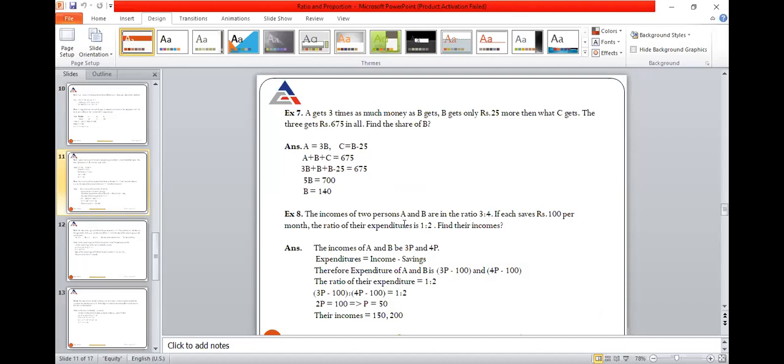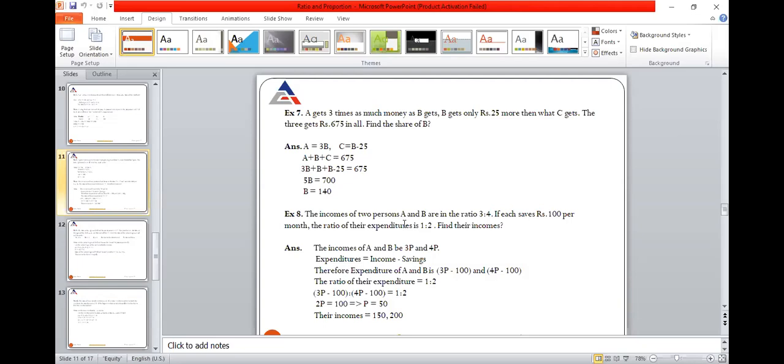First of all, write the given conditions in the form of equations. A gets 3 times as much money as B gets. Okay? So the value of A will be 3 times B. Next condition is B gets only rupees 25 more than what C gets. C को जितना मिला है B को उससे 25 ज्यादा मिला, तो मतलब C की वैल्यू B से 25 कम होगी. It means that C equals B minus 25. The three get rupees 675 in all. ठीक है? It means that A plus B plus C equals 675.